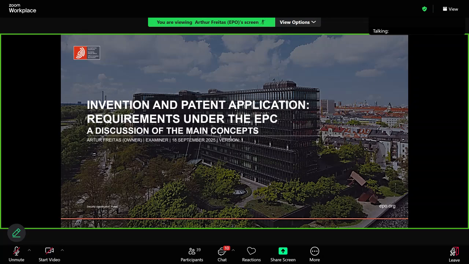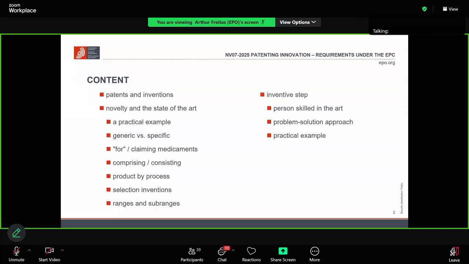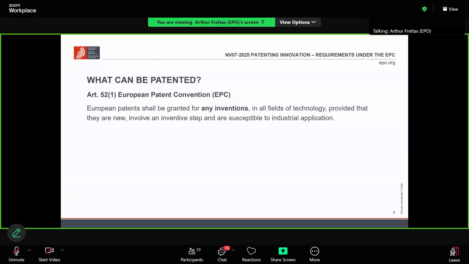All right, today's presentation is about the patentability requirements for applications under the European Patent Convention. We're going to be talking about patents and inventions, what's patented, what's not, and what the exceptions to patentability are. Then we're going to move on to novelty and inventive step, which are crucial patentability requirements under the EPC. We're going to talk about them in quite some depth, show you concepts, and work together through some practical examples. So without further ado, let's talk about patents and inventions.